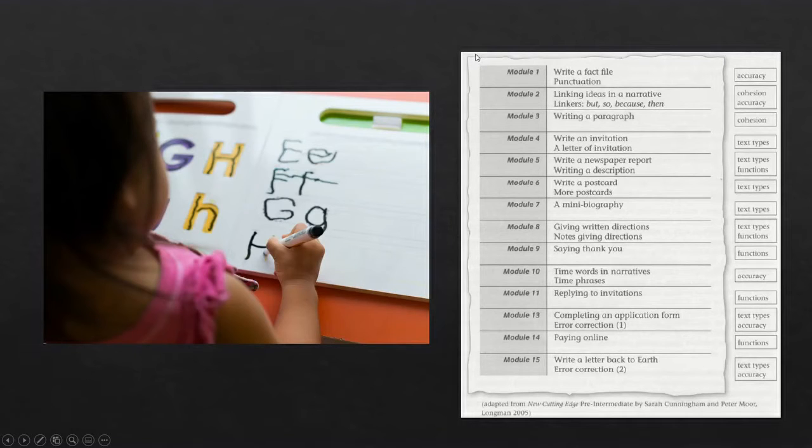With more adult learners, this is a textbook that is normally used for writing, and you can see that some units or modules take different objectives. For example, module number one is more focused on developing accuracy, and this is why the contents take the learners to write a fact file by taking into consideration some punctuation issues.